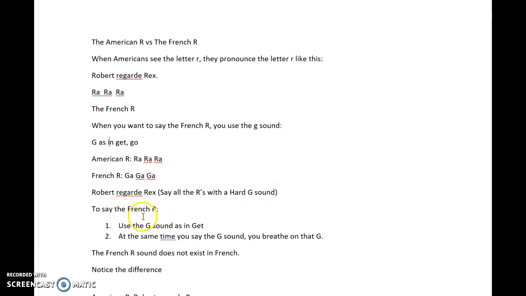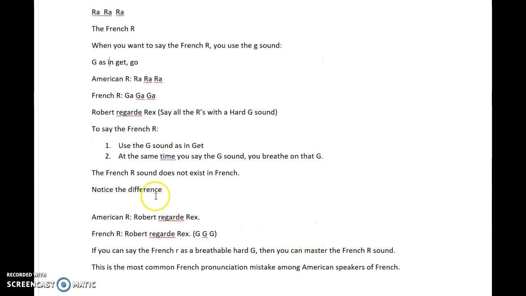So to say the French R, you use the G sound, the G sound as in get, and at the same time you say the G sound, you breathe on that G. So you notice the difference. The American R: Robert, regard, Rex. French R: Robert, regarde, Rex.